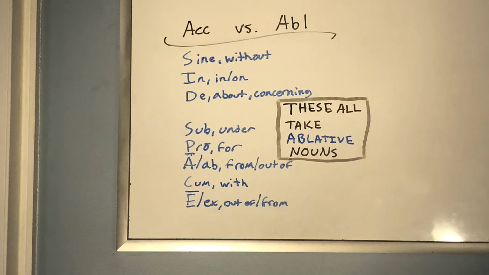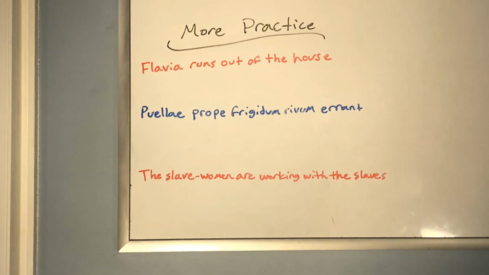The other ones, trans, per, prope, etc., all of those, they will take an accusative noun. Now that we've gone over SID space, let's go over some more practice sentences. Take a second, pause the video. Same deal as before, English to Latin, Latin to English. Pause the video, try and knock these out.